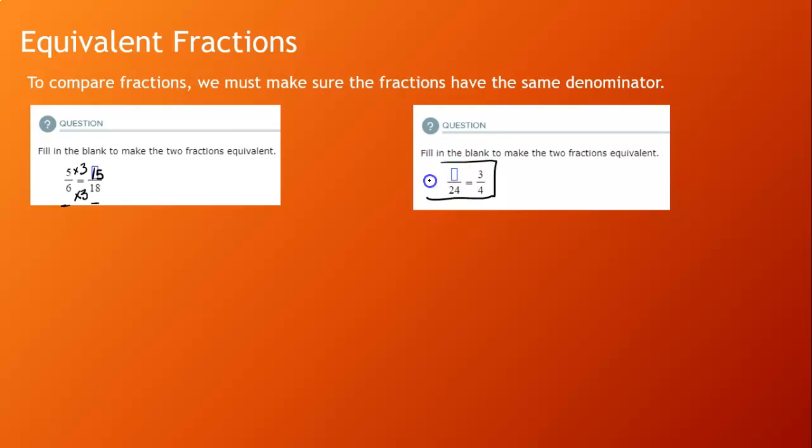Now, this one always bothers me: I want the larger denominator to be on the right side. So if you want to rewrite this, you can rewrite this as 3/4 equals blank over 24. Now it's a little easier for me to think about multiplying instead of dividing. 4 times 6 made 24, so I need to do the same thing to the top. 3 times 6 makes 18.